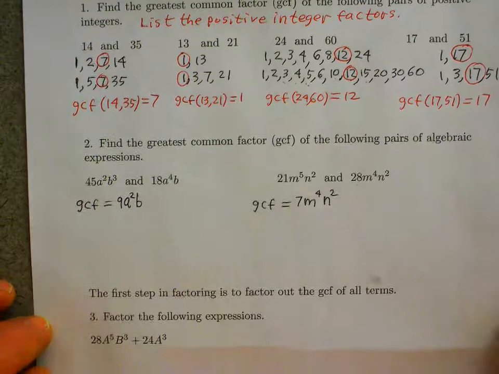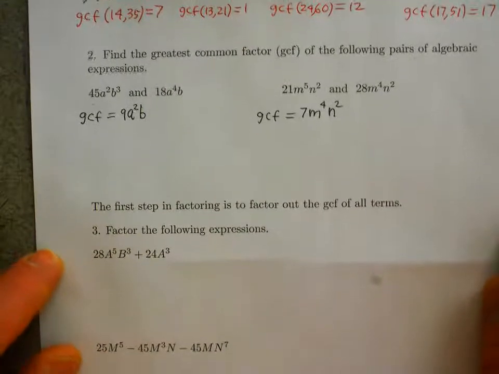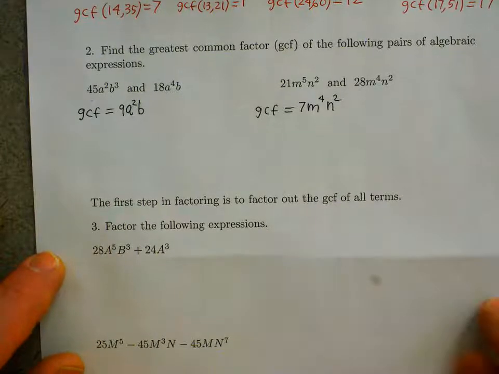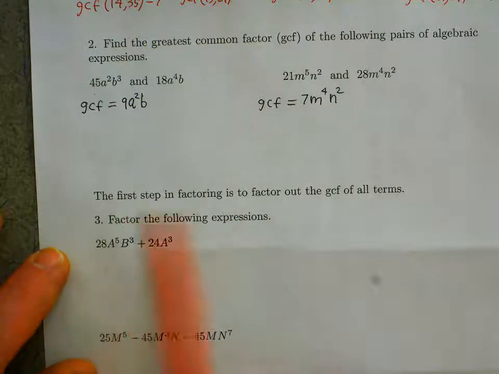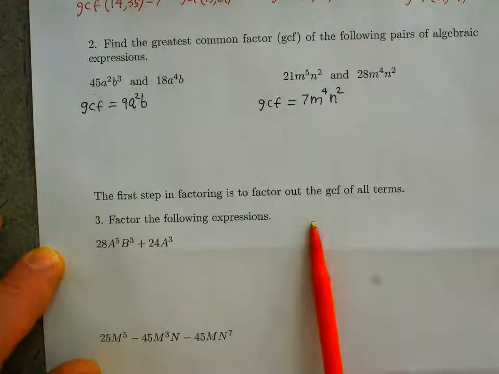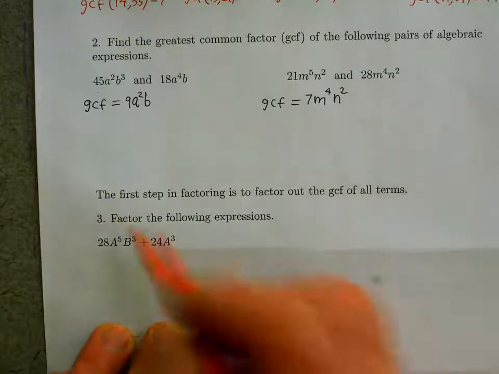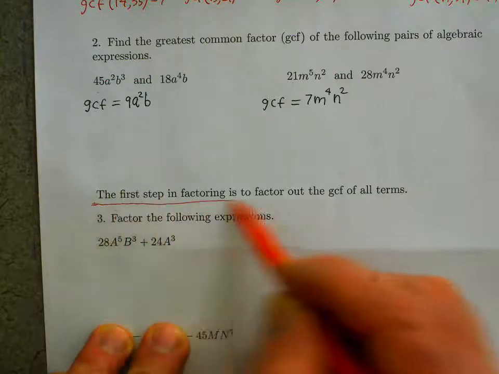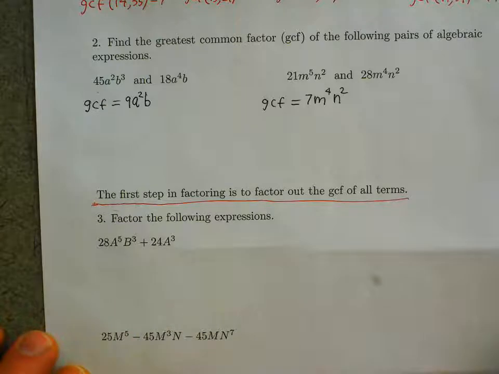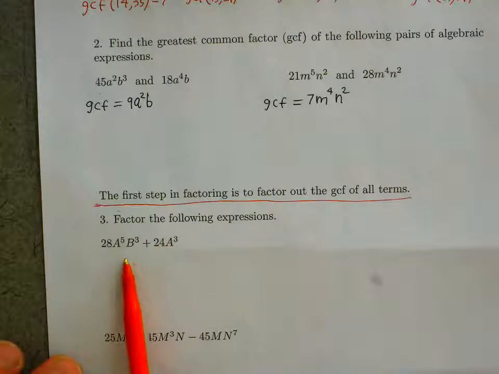Okay, now we'll start factoring. And remember this: the first step in factoring is to factor out the greatest common factor of all of the terms. So that's a useful step to remember. Here, remember what factoring is. It's the reverse process of multiplying.